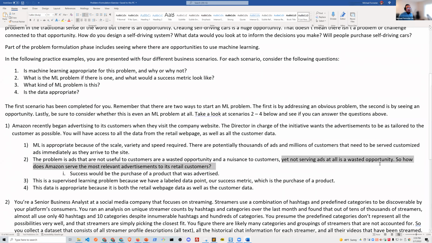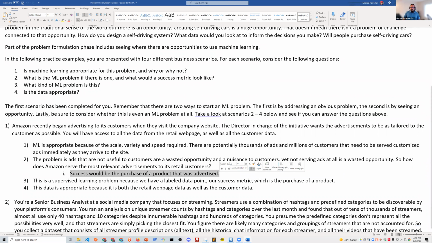But if we don't serve ads, by the way, that's also a wasted opportunity. So either way we fall, whether we don't serve any ads or we serve ads that are not going to be bought against, we're wasting money either way, either opportunity or actual cash. So how does Amazon serve the most relevant advertisements to its retail customers? How do we do that? A success metric would look like the purchase of the product that would be advertised.